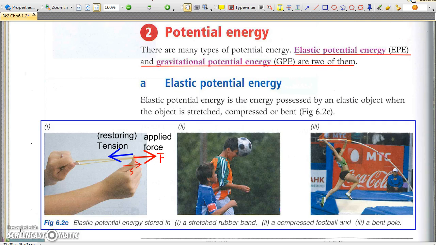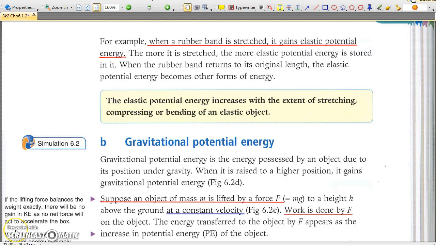In general, when the shape of an object is distorted, such as a compressed football or a bent pole, work is done by the applied force and energy is stored as elastic potential energy.